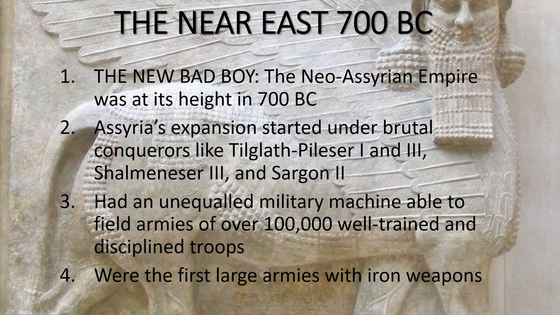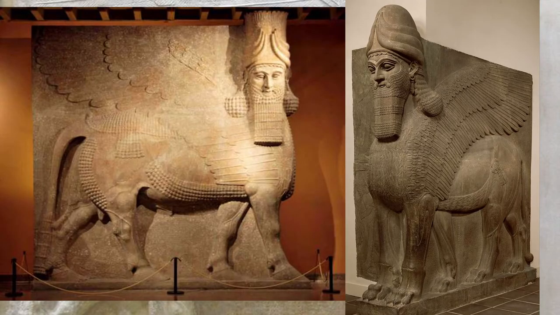Okay, so they had a professional army rather than just farmers and blacksmiths and whoever that were gathered to go to war. They had a professional military. That's all they did. And they were able to field huge armies that were well trained, very disciplined, the first large armies to use iron weapons. The Hittites were the first to start to field iron weapons, but to use them to a large extent, the Assyrians are the first.